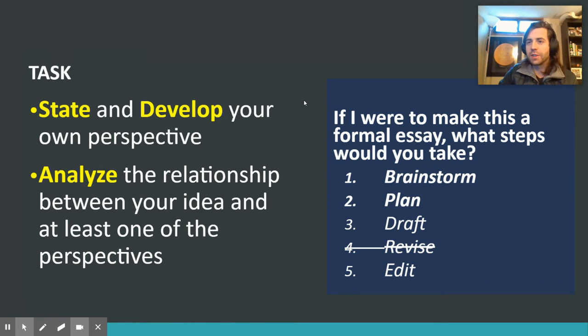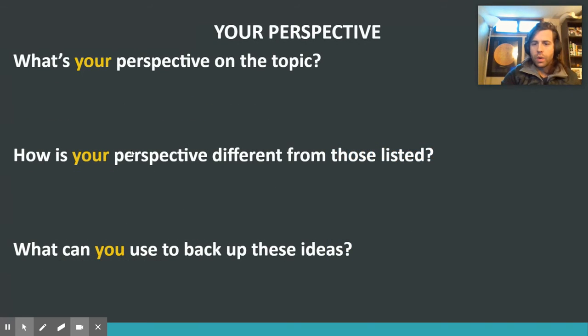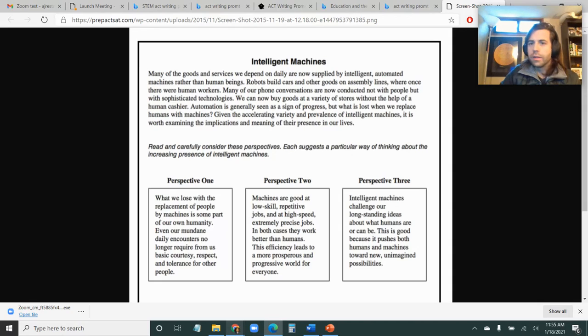Academically, here's what the task looks like, where we're stating our own perspective, right? We covered that. And then we also have to develop it. And by develop it means to explain, here's why I think my idea, my response to this question is right or defended. And then secondly, I do have to analyze the relationship between your idea and at least one of the other perspectives. So say I agree with perspective 1. I'm going to spend most of my essay defending, like, okay, here's what I think, here's why I think it.